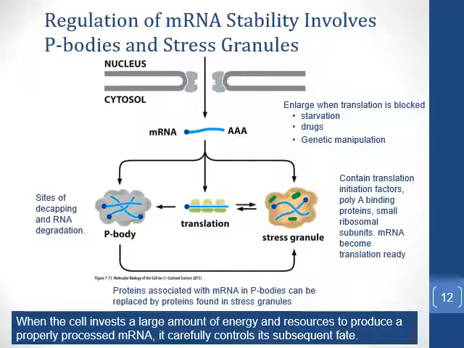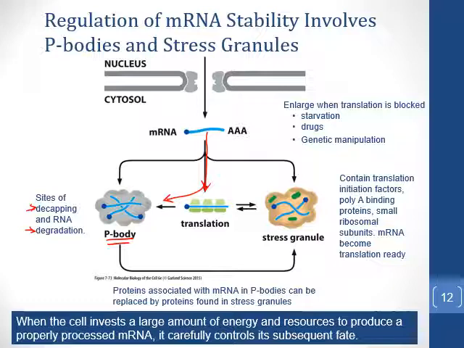Now, what's interesting about this is that there's kind of a competition that determines what happens to the mRNA. What I mean by that is this. We just saw P bodies, and we saw that they are sites of decapping and mRNA degradation. So let's say you've got this mRNA right here. One possibility is that the mRNA could be translated, but it could also be moved over here to one of these P bodies, where it could be decapped and undergo degradation. So they're kind of like degradation factories, so to speak.